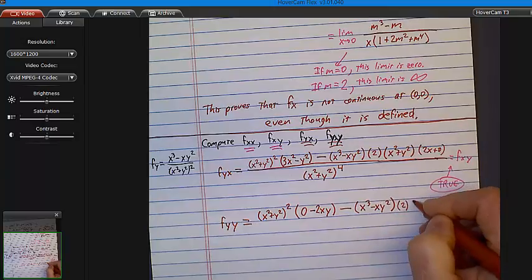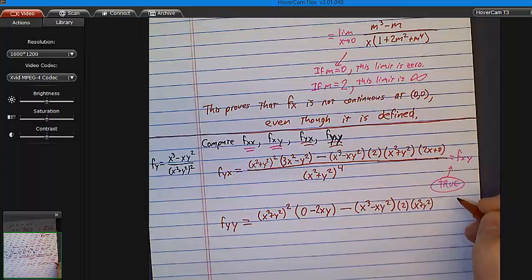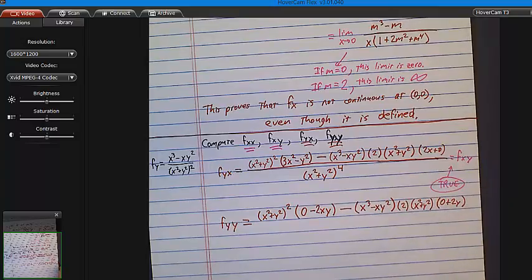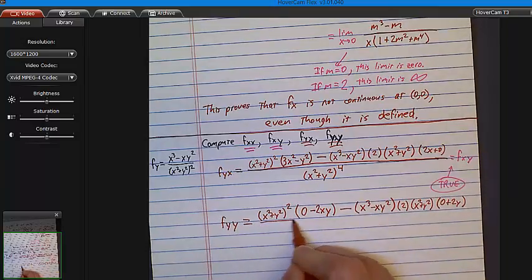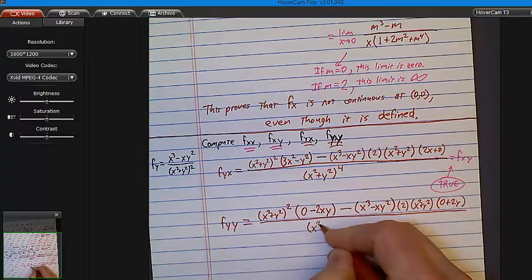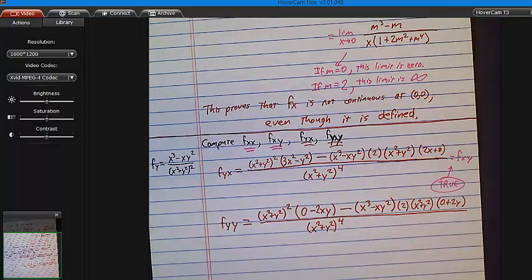d ho, again that's bing bing bong, 2 times (x squared plus y squared) to the first power, but this time it would be times 2y, all over (x squared plus y squared) to the fourth power. Right?